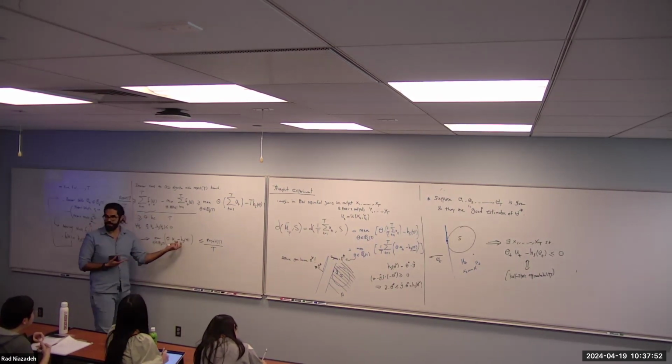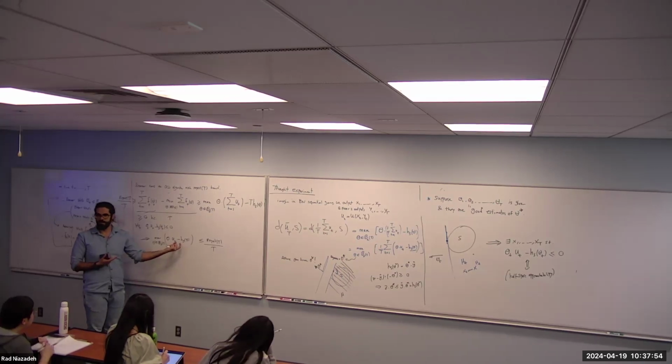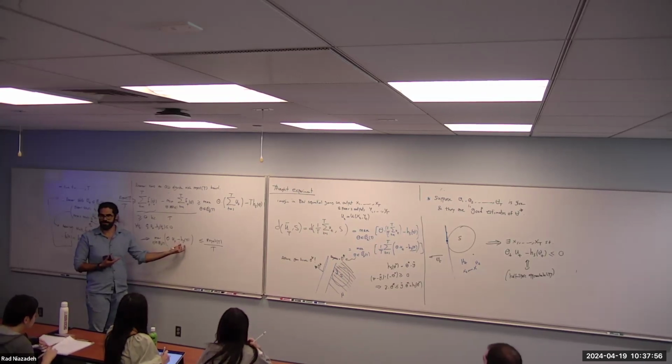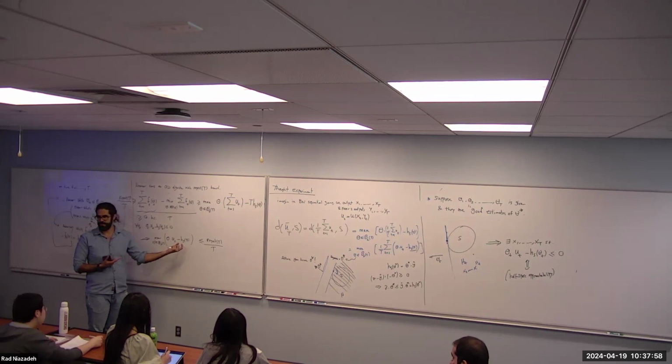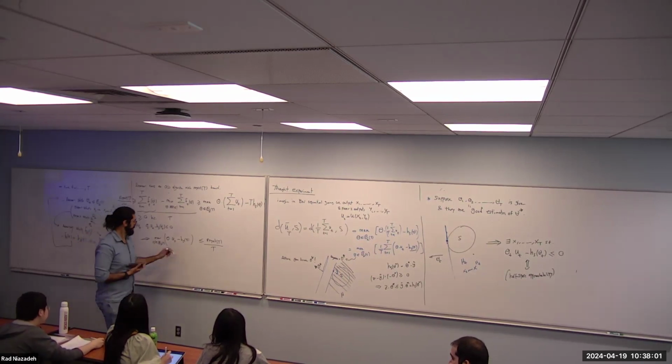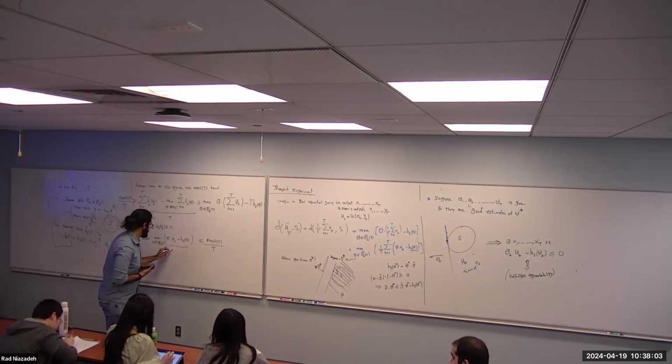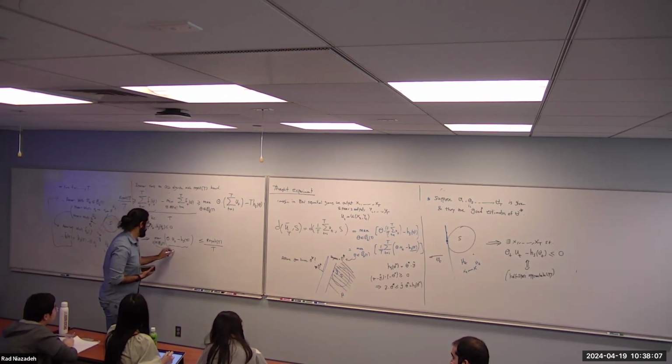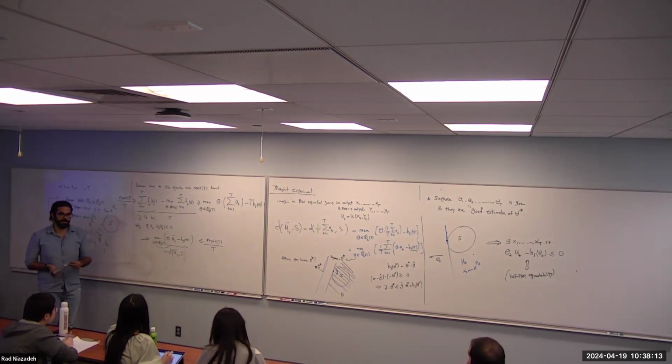Because remember, this was the conjugate function for distance. It was the support of that S set. Right? So this quantity is equal to the distance of U_T bar and S. And therefore, Blackwell approachability.